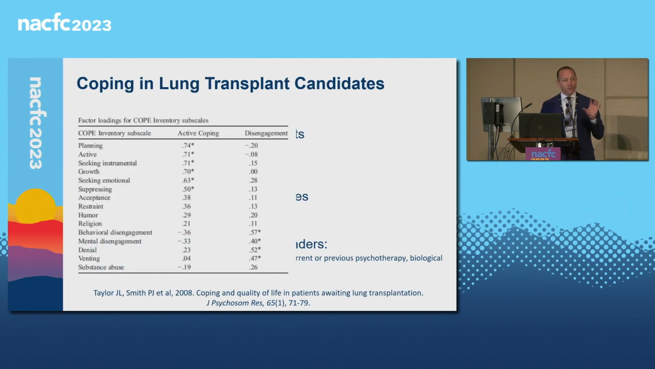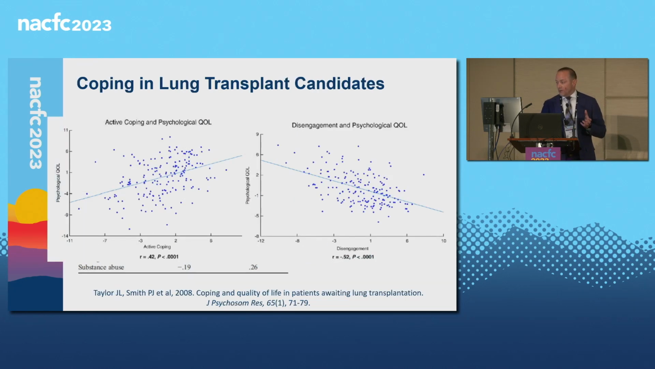Typically, if you are doing more things to take care of your care, that's good. If you are avoiding it, that's bad. And for most people, we found the same kind of relationships. If you're actively coping, that's good. You feel better, you're less depressed. If you're avoiding things, then you're more anxious.